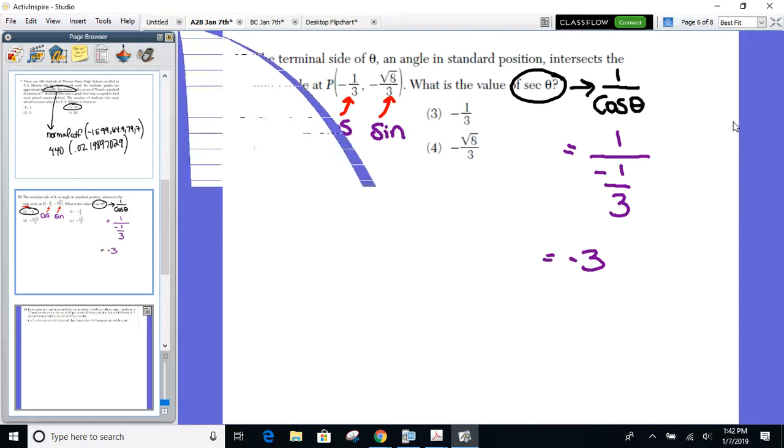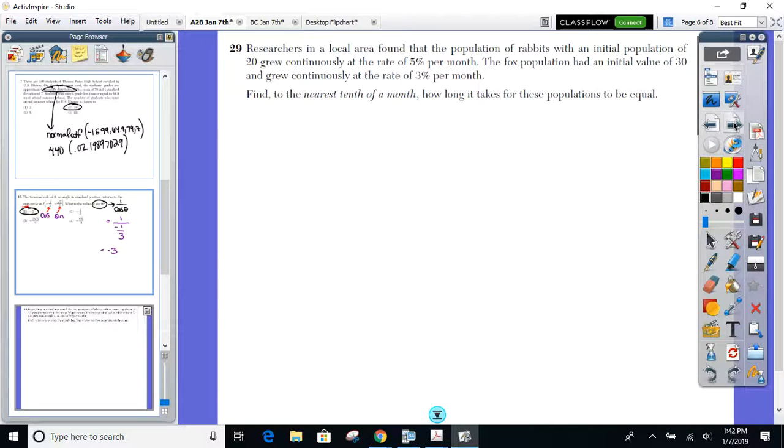Whew, a lot of stuff here, huh? How about we go to part 2, number 29. All right, nice. We've got 2 different animals here, huh? Rabbits and foxes. When are they going to be equal in population?